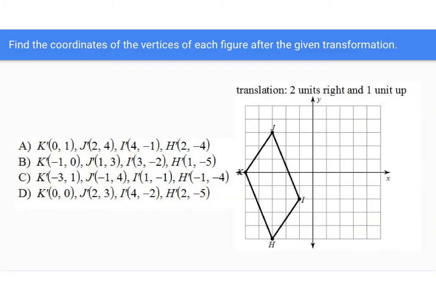Now you try. Choose the letter with the correct coordinates of the vertices after you do a translation 2 units to the right and 1 unit up.